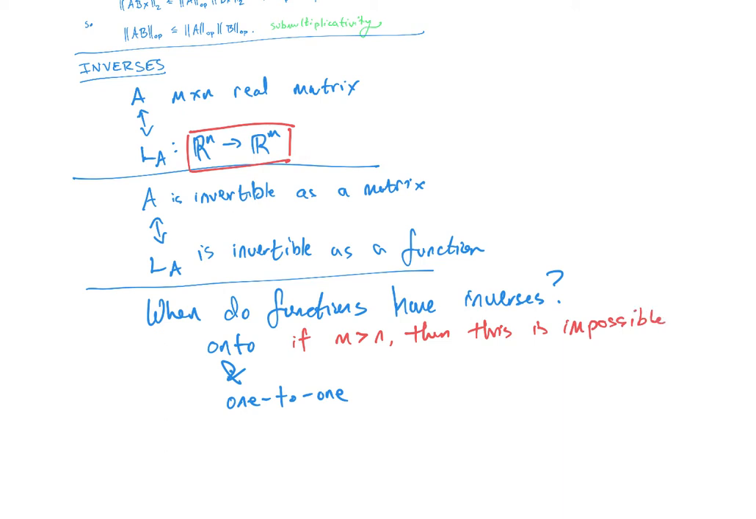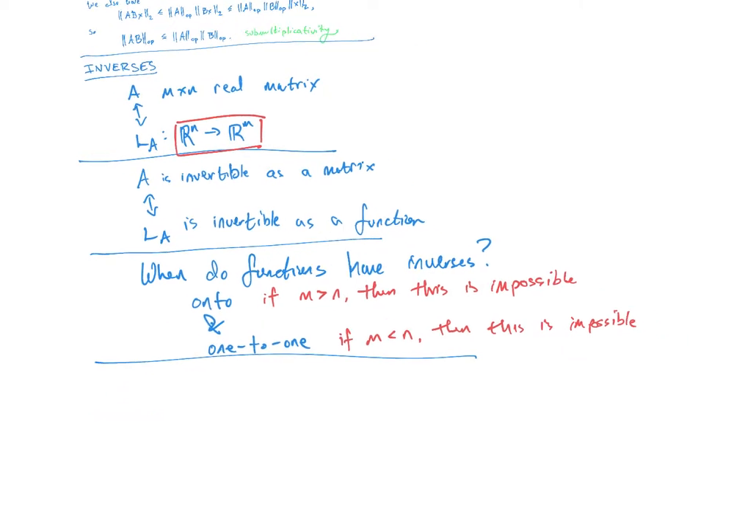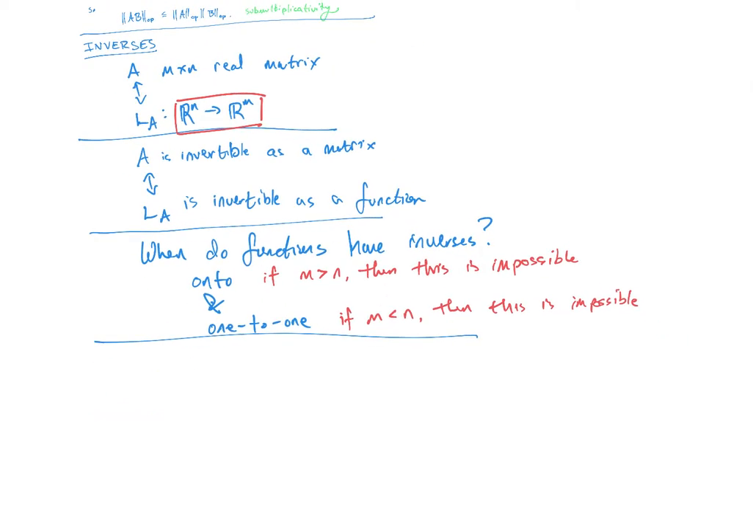And if you're one-to-one, if the dimension of your codomain is smaller than the dimension of your domain, then this is impossible. I know you all know this conclusion already, but that would be the way in this class to see if a matrix is going to be invertible: it has to be square.